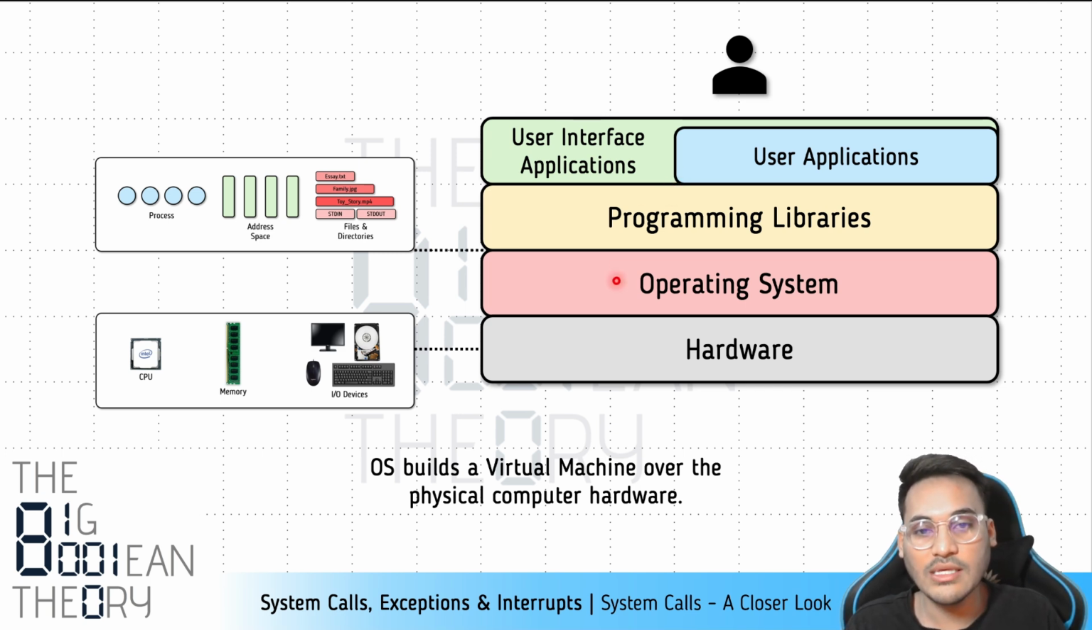Now the thing here is that, as you can see, the operating system builds a virtual machine over the physical computer hardware. So what do we mean when we say this? We basically mean that this is the real hardware, the physical hardware components. This is the real machine, okay? But the user applications do not directly interact with the hardware. They interact with the interface that is exposed by the operating system.